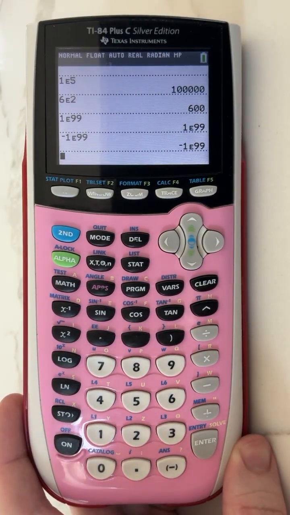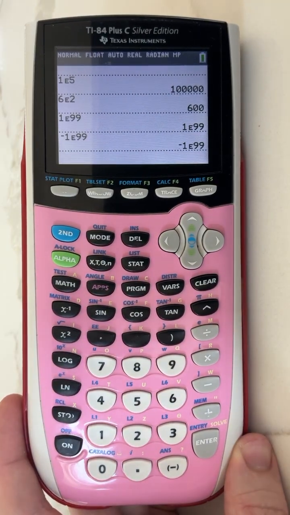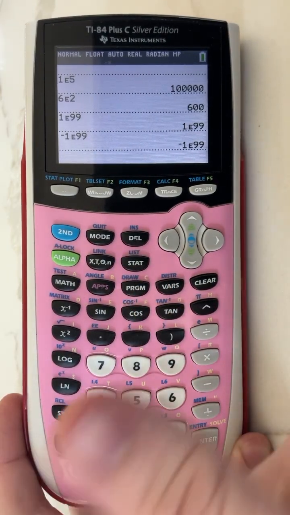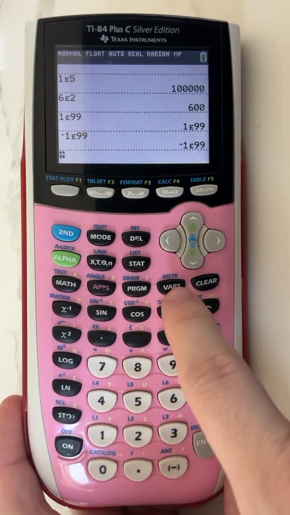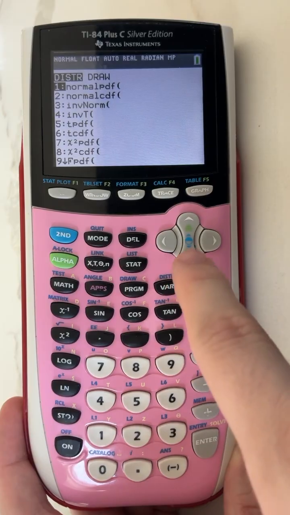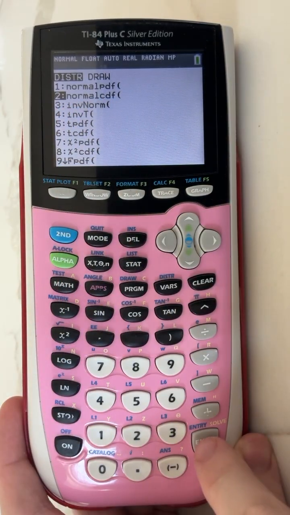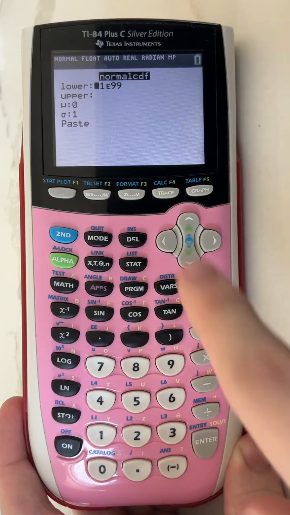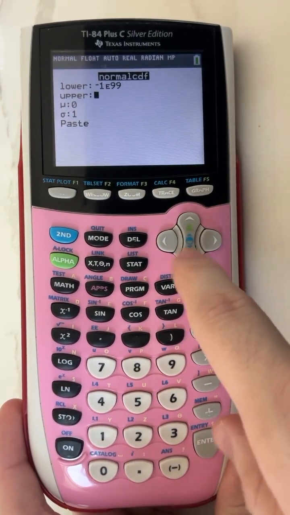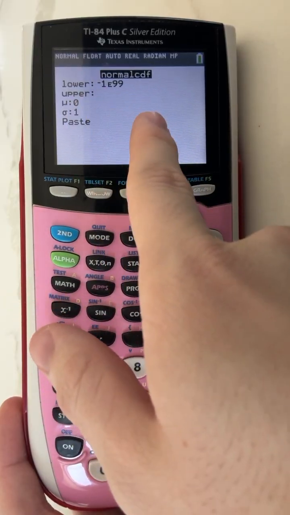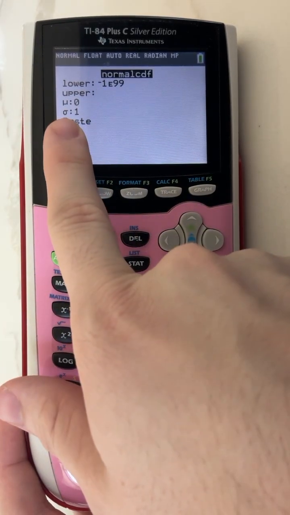Now, if you want to get areas underneath a normal distribution, and you have your bounds, even without z-scores, you can do it. So what we should do is we'll get second, then vars will get us to the distributions. We'll go down, press the down arrow to get normal CDF, and then we'll enter. Then we'll see this lower number is just a really huge negative number. And then the upper number is going to be our upper bound. Then we have our mean mu and standard deviation sigma.